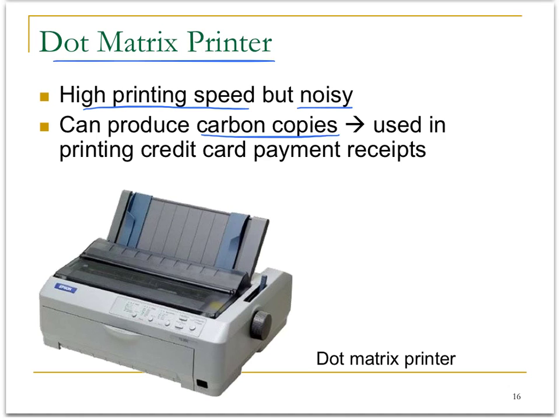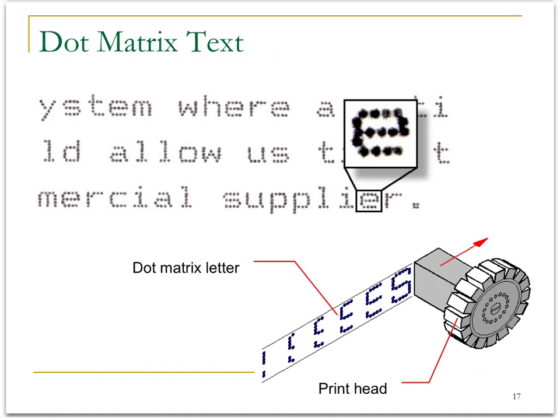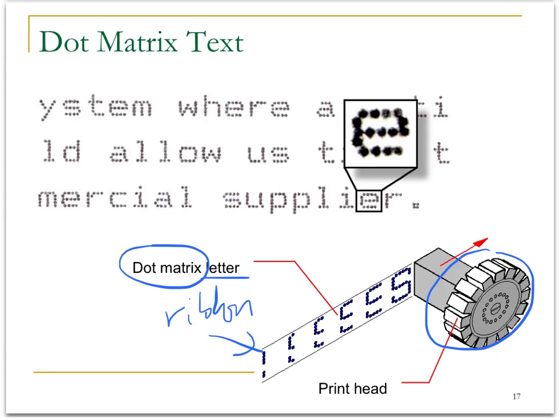The idea of a dot matrix printer is like this. It has a printing head and a ribbon, and the text or the letters are formed by a matrix of dots. So we call this dot matrix. When we enlarge a character or a text, we can actually see the dots here. This letter E is formed by a matrix of dots. Of course, the quality of this letter E will not be very high.